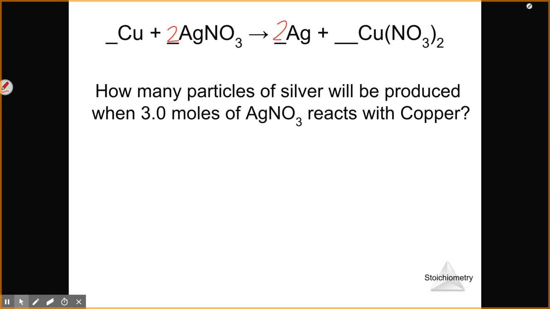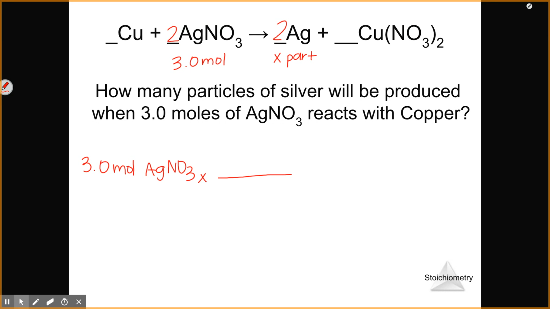From the problem, I want to pick out what I know and what I'm trying to find. So I want to know how many particles of silver will be produced when 3 moles of silver nitrate reacts with copper. So I'm starting with 3 moles of my silver nitrate, and I want to know how many particles of silver. Particles is kind of another generic way to say atoms or molecules. So for that, we're going to use Avogadro's number. So when we do our conversion, we need to get it to moles, use our mole ratio, and then convert to our final answer. So I'm starting with 3 moles of the AgNO3.